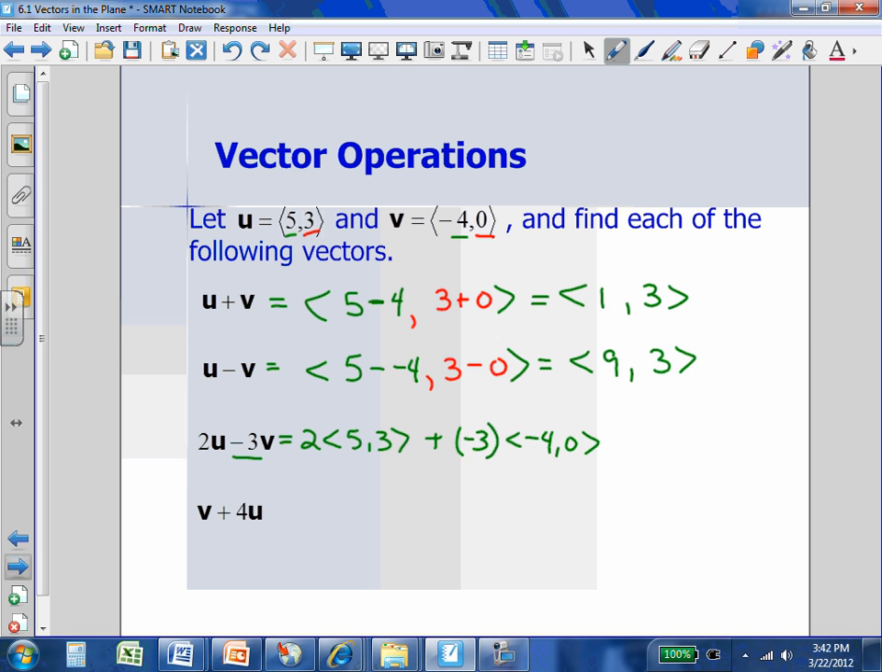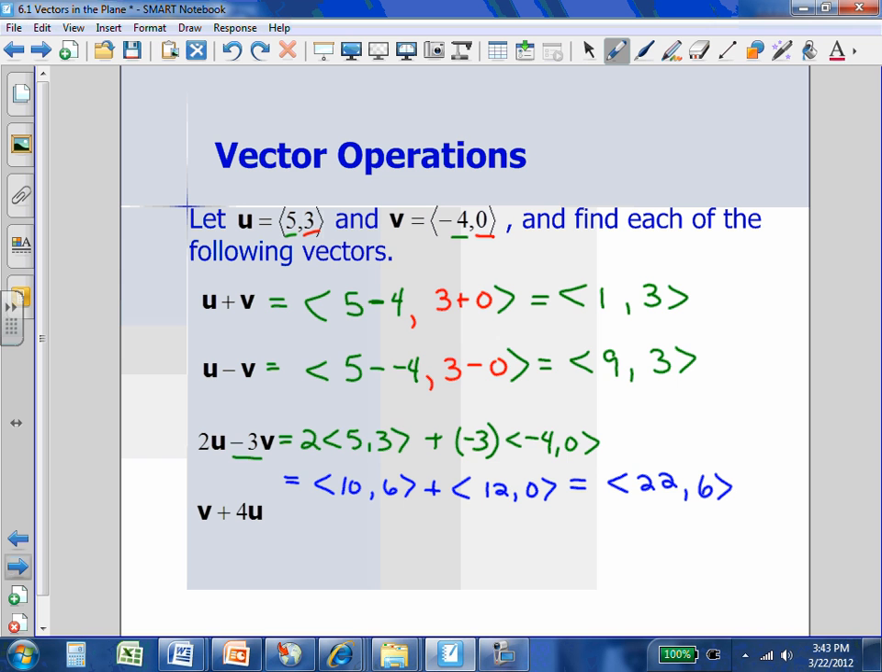So then I'm going to distribute those in, which means I will have (10, 6), and I will have (12, 0). And then I just need to add those two together. So I'm going to take 10 plus 12, which is 22. And I take 6 plus 0, which is 6. So there's that combination.